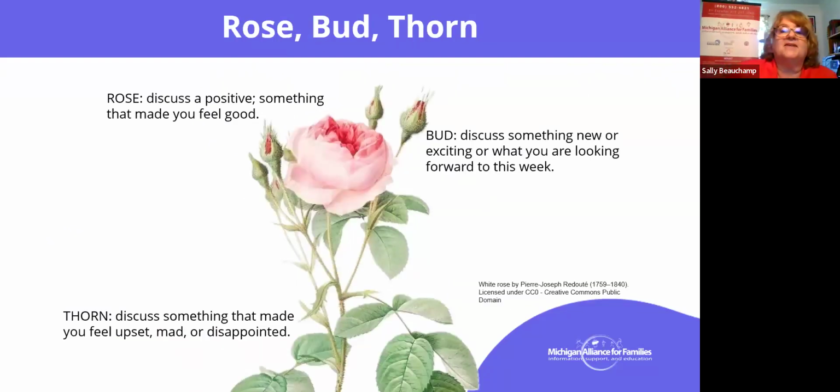Okay, another activity you could do is the rose, bud, and thorn activity, where you have a picture or a real rose or an artificial one. The rose flower petals are where you discuss something positive, something that made your child feel good that day. The thorn, if they point to the thorn or you do, is where they discuss something that made them upset or mad or disappointed. And the bud would be the discussion about something new or exciting or what they're looking forward to, maybe in the week or the next day.